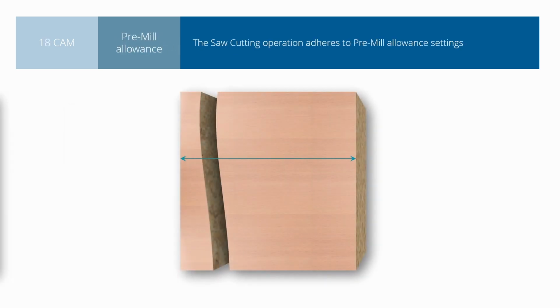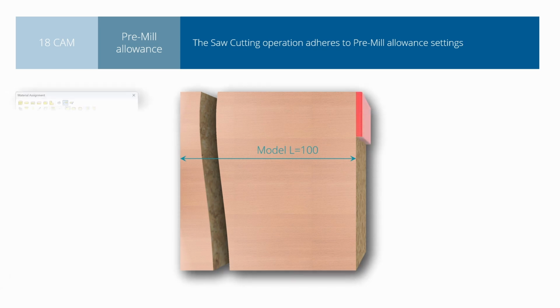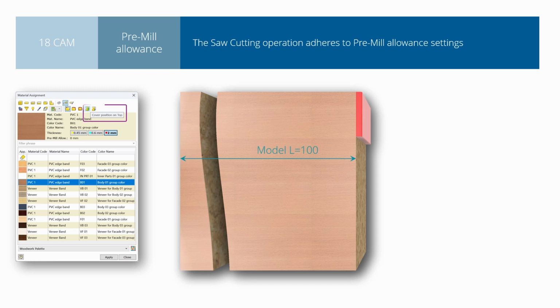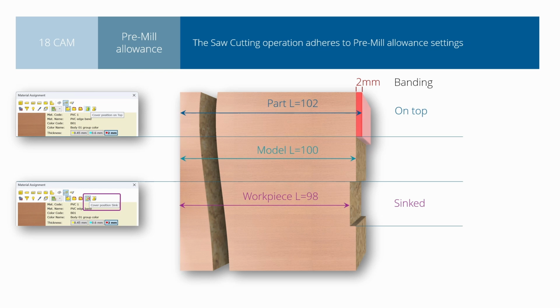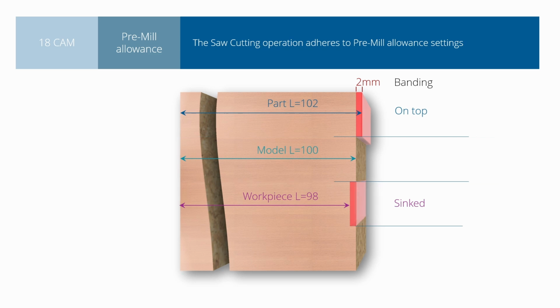Now let's examine pre-mill allowance using a 100mm length of a part as an example. Let's illustrate with a 2mm edge banding example. When applied in the on-top position, the part length increases by 2mm. Pre-mill allowance has no effect. Now let's explore the scenario with sunk edge banding. As observed, the workpiece size decreased by the thickness of the edge banding. When the edge banding is applied, it remains flush with the model edge.